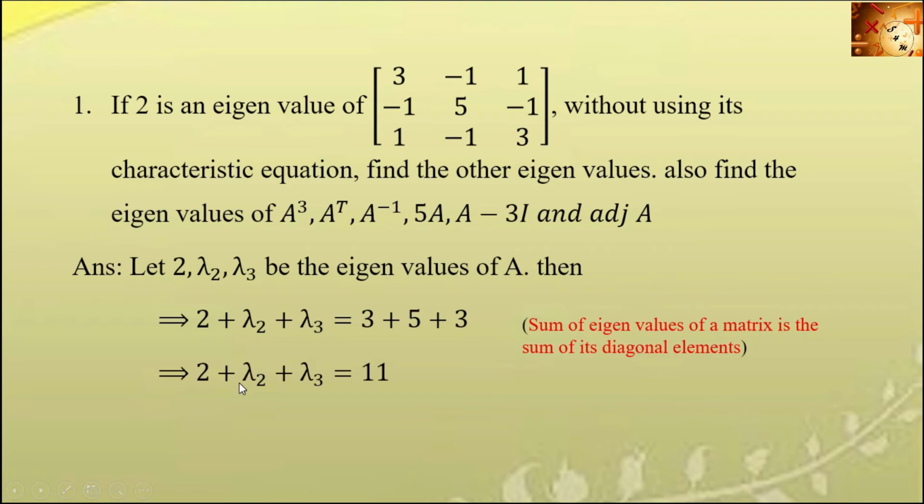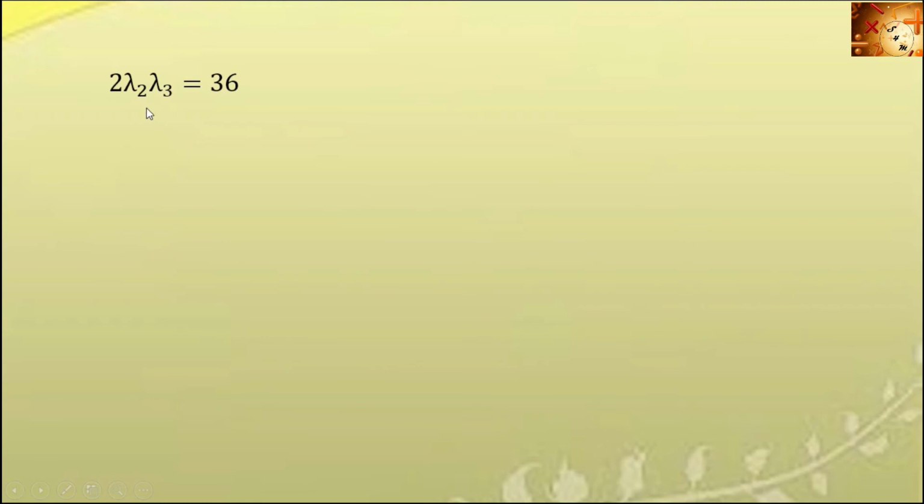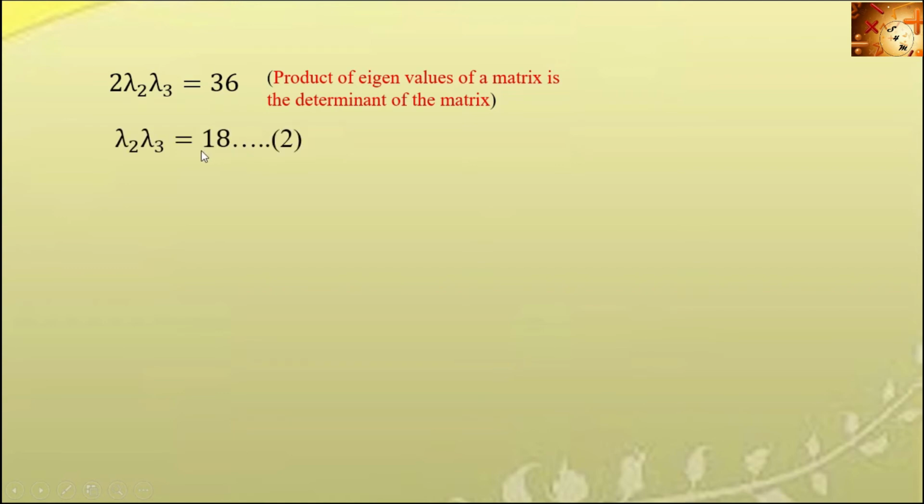Okay, that is 2 plus lambda 2 plus lambda 3 is equal to 11. From this we got lambda 2 plus lambda 3 equal to 9, equation number 1. Next we are using the property that the product of eigenvalues will be the determinant of this matrix. Here this is a 3 by 3 matrix, and we find the determinant. Then 2 into lambda 2 into lambda 3 is equal to the matrix determinant, which is 36. So lambda 2 into lambda 3 equal to 36 by 2, that is equal to 18, equation number 2.